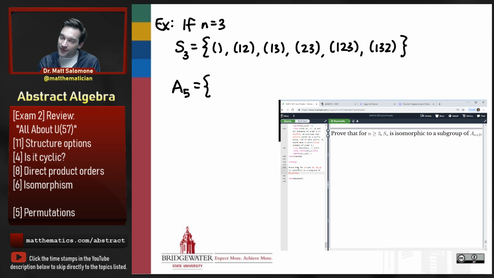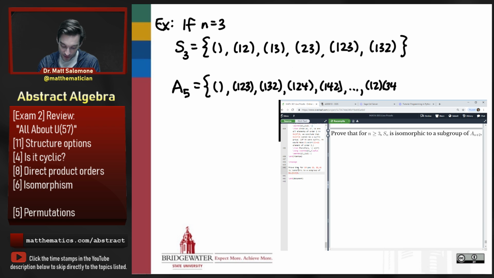and A5 would have 5 factorial over 2. That's going to be 60 elements in it. So it's going to have the identity, it's going to have (1 2 3), it's going to have (1 3 2), it's going to have (1 2 4), it's going to have (1 4 2). It's going to have a whole slew of stuff in here. It's going to have the 2 plus 2 cycles, (1 2)(3 4), and it's going to have some 5-cycles. Those are even permutations, (1 2 3 4 5). There's going to be 24 of those 5-cycles, right? So there's a whole bunch of stuff here.